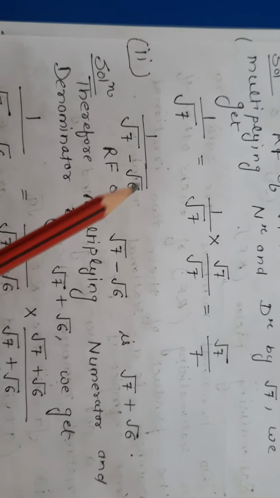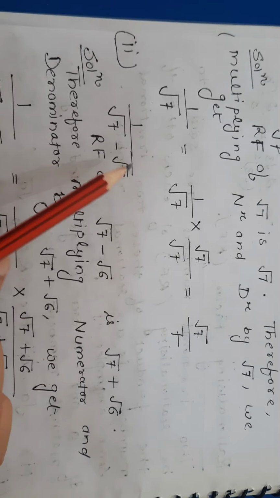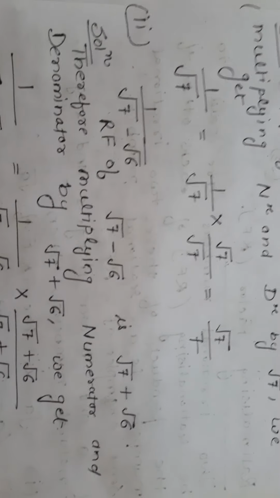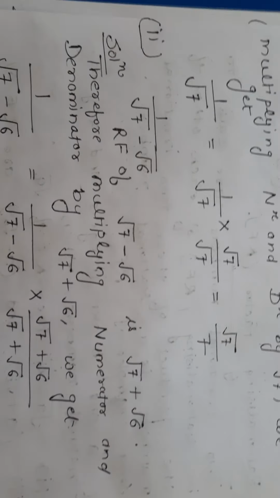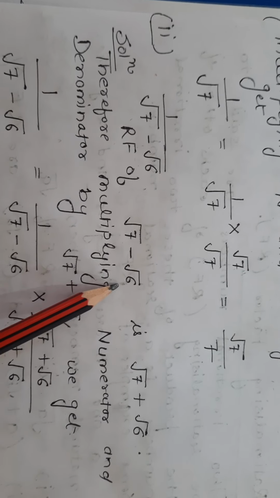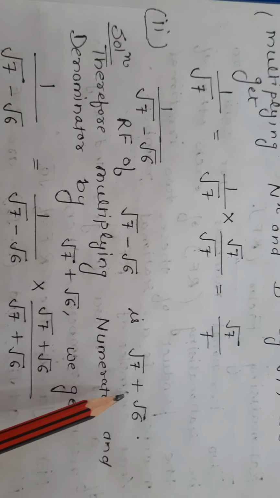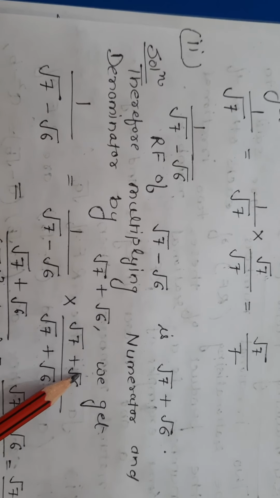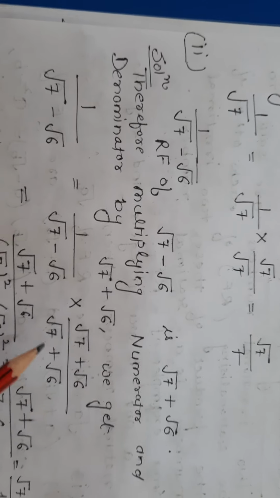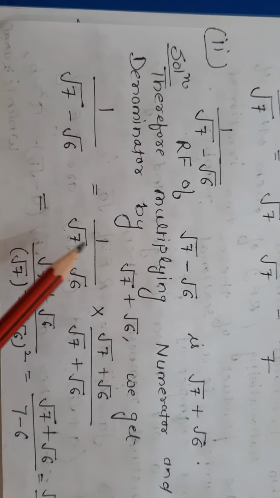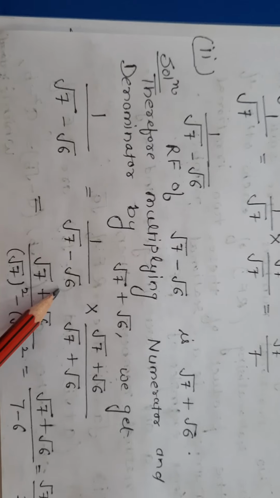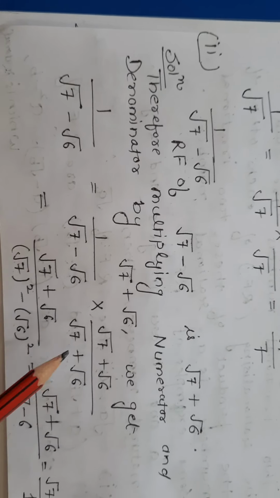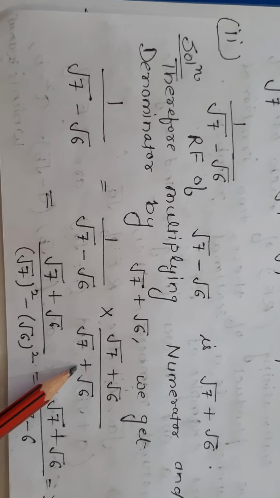The second part, rationalize the denominator. Now 1 upon square root of 7 minus square root of 6. We know that the rationalizing factor of square root of 7 minus square root of 6 is square root of 7 plus square root of 6. Therefore, here we will multiply the numerator and denominator by its rationalizing factor. So this is 1 upon square root of 7 minus square root of 6, multiplied by square root of 7 plus square root of 6 in the numerator and also in the denominator.